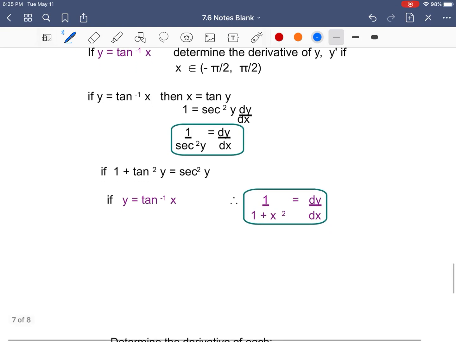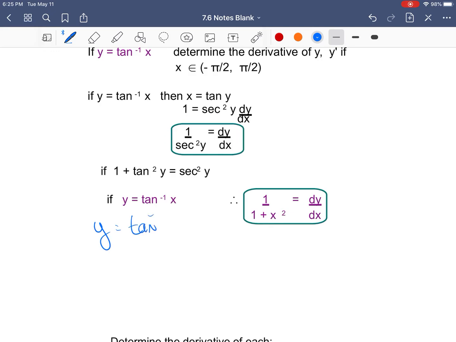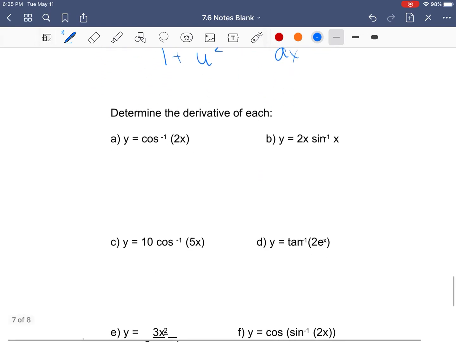Next up, we have the inverse tan. Our inverse tan, if again we're going to switch it to be tan^-1 of u, well, that's going to be 1 over 1 plus u squared times du/dx.